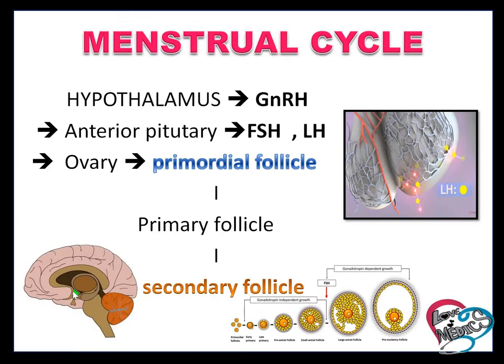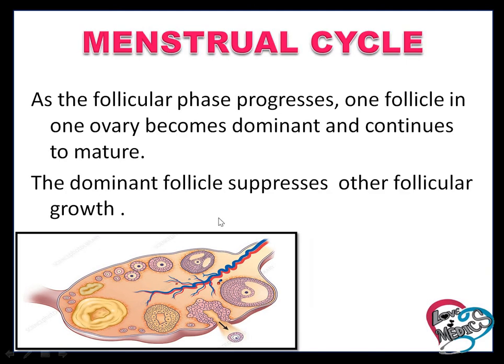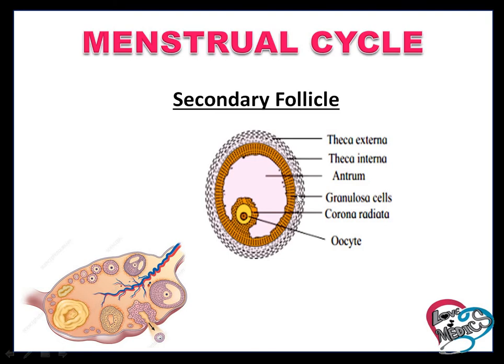Now the menstrual cycle. The hypothalamus releases gonadotropin releasing hormone that acts on the pituitary gland. The anterior pituitary gland releases follicle stimulating hormone as well as luteinizing hormone. These hormones act on the ovary, and FSH regulates the growth of the follicle. So the primordial follicle is converted into a primary follicle, and then into a secondary follicle, and then the matured follicle. FSH stimulates the growth of about 15 to 20 eggs in the ovaries. But as the follicular phase progresses, one follicle in the ovary becomes dominant and suppresses the growth of other follicles. The secondary follicle has theca cells and granulosa cells.